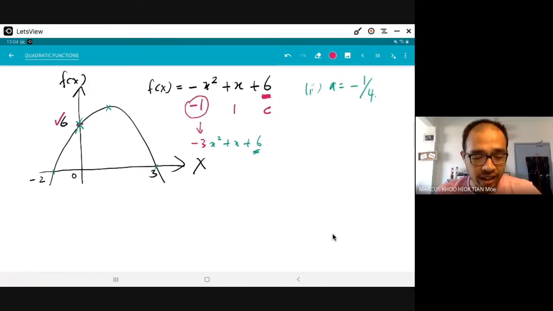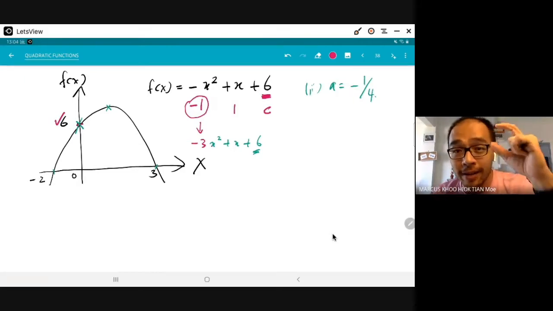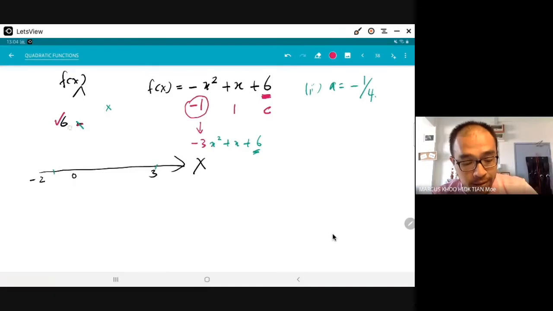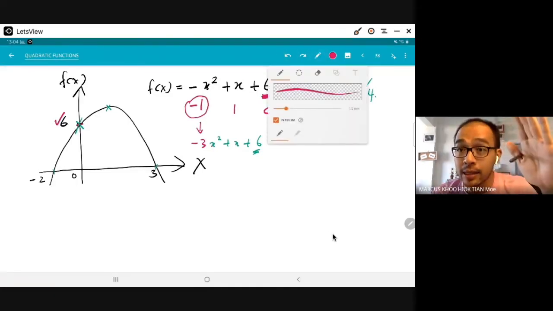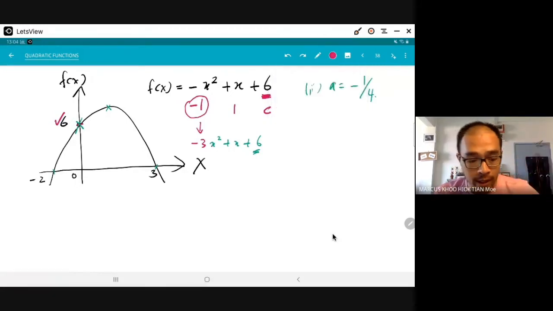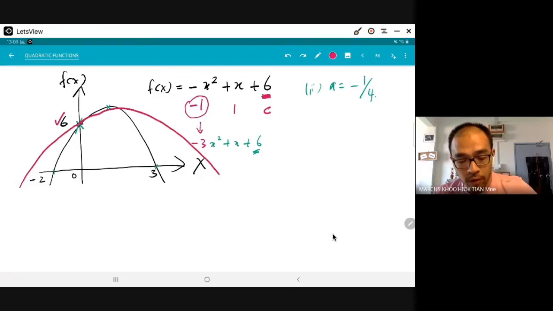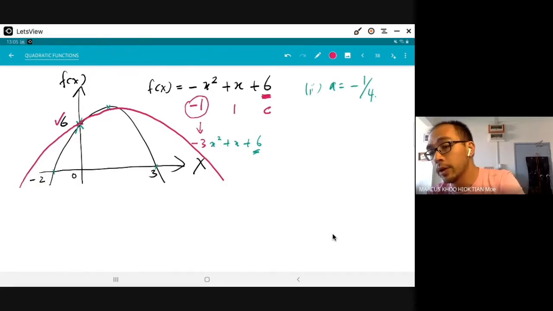Okay, dia akan jadi lebih gemuk, tetapi this 6 masih kekal, it does not change, so nombor yang lain semua tidak ubah. Yang hanya ubah adalah the size of the graph. So it may be a little bit more fatter like this. Okay, A equals to -1/4.